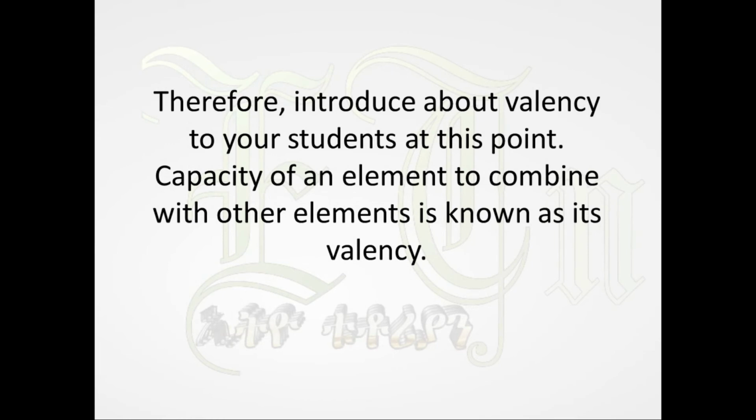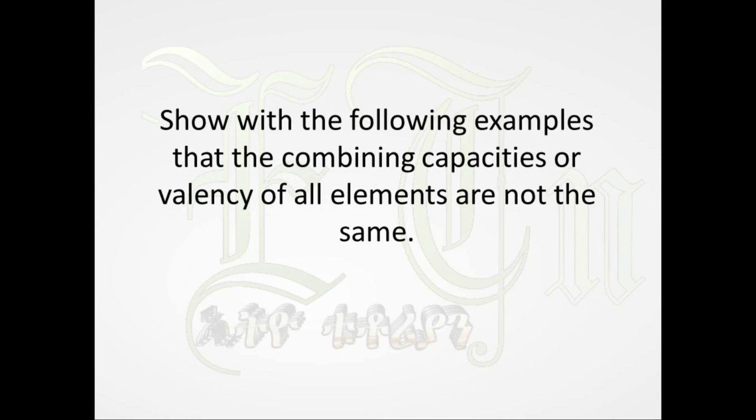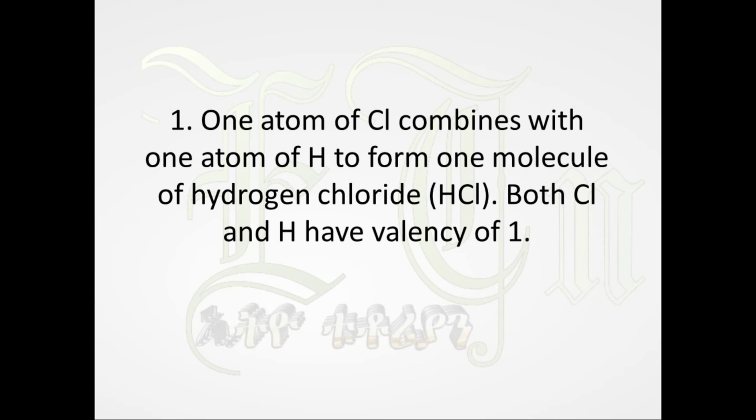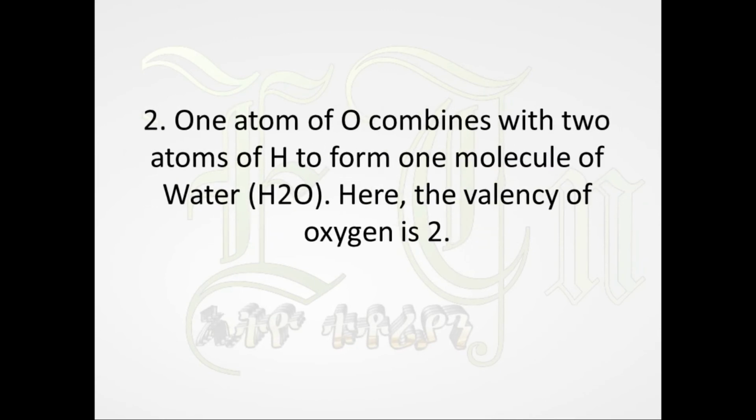Capacity of an element to combine with other elements is known as its valency. Show with the following examples that the combining capacities, or valencies, of all elements are not the same. 1. One atom of Cl combines with one atom of H to form one molecule of hydrogen chloride, HCl. Both Cl and H have valency of 1. 2. One atom of O combines with two atoms of H to form one molecule of water, H2O. Here, the valency of oxygen is 2.